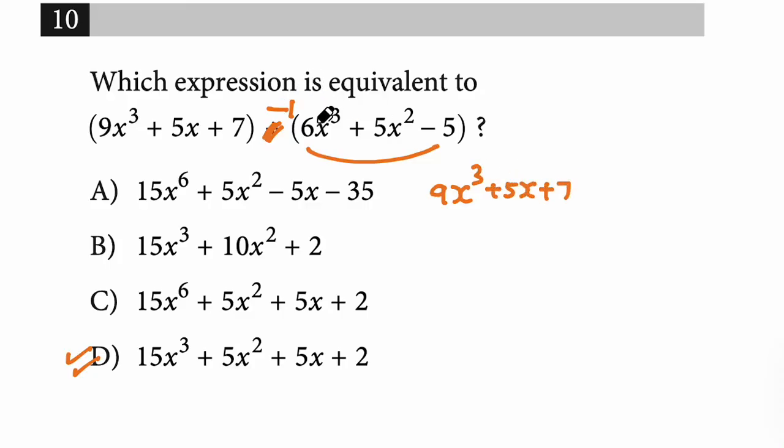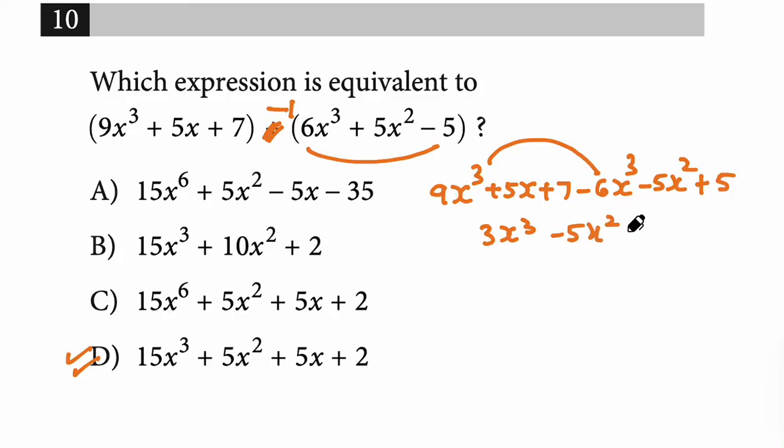Now negative 1 times 6x cubed will be negative 6x cubed. Negative 1 times plus 5x squared will be negative 5x squared. Negative 1 times negative 5 will be positive 5. So now these two are like terms. That will be 3x cubed minus 5x squared plus 5x plus 7 plus 5, 12. So what we have to learn from here, that if there is a negative sign, open the bracket first, right? Apply distributive property and change every sign, because negative multiplication always changes the sign.